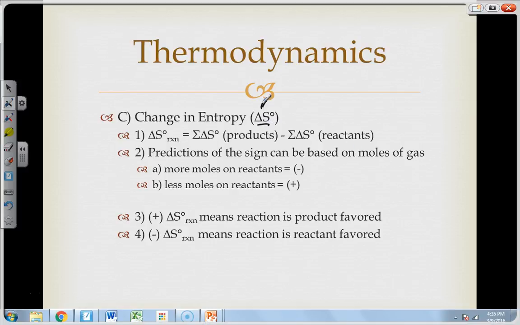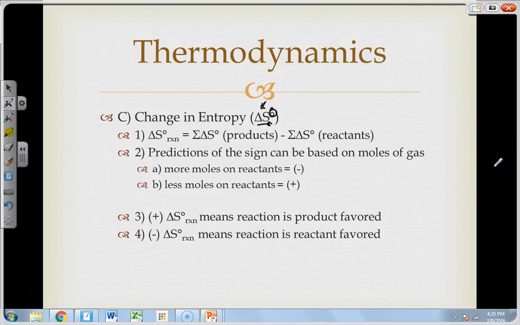okay? So delta, remember, means change, and S is entropy, and this means standard. Okay, we're only going to deal with standard conditions, so you're just going to see this S up here. And so you may notice that this formula looks awfully familiar. Well, it is analogous to the enthalpy formula, and so that's kind of neat. So if you know how to use the enthalpy formula, this formula is used in exactly the same way.